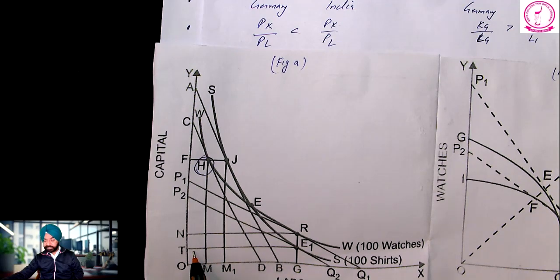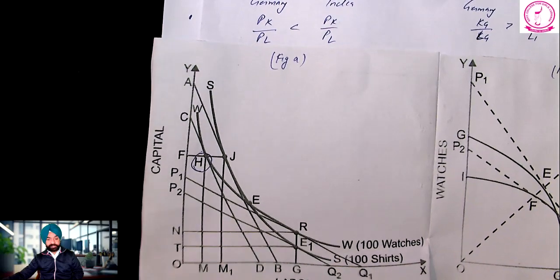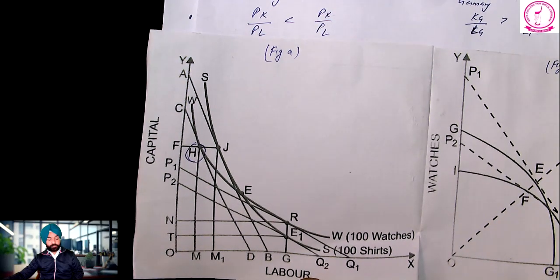Now, if you can see, if India is producing watches at R point, they will be in equilibrium at R point. So they are employing ON capital, but they are employing OG labor. See, OG labor. It means that much labor has been employed, OG, and ON capital has been employed.